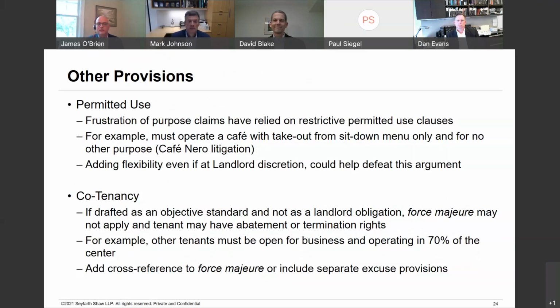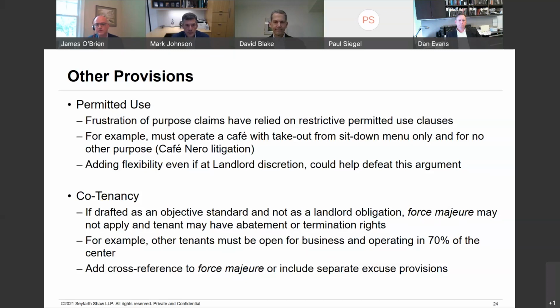Okay. Thank you. Mine hasn't flipped over, but we're talking about other provisions in leases that could prove problematic and that you might want to look at. One is the permitted use provision. I haven't seen a lot of people making changes to their lease because of this, but I wanted to highlight it. We talked about the Cafe Nero litigation.